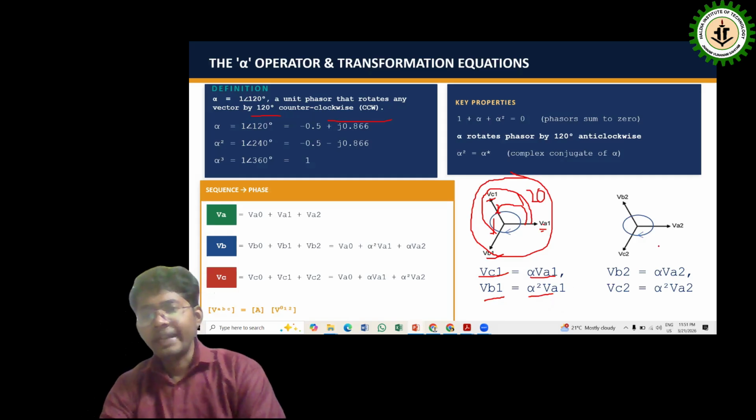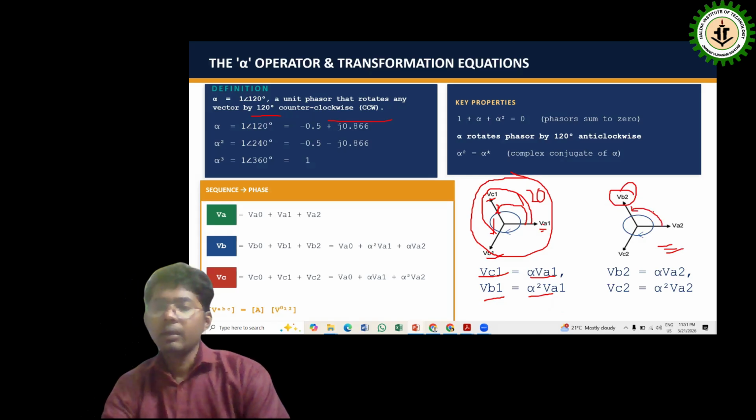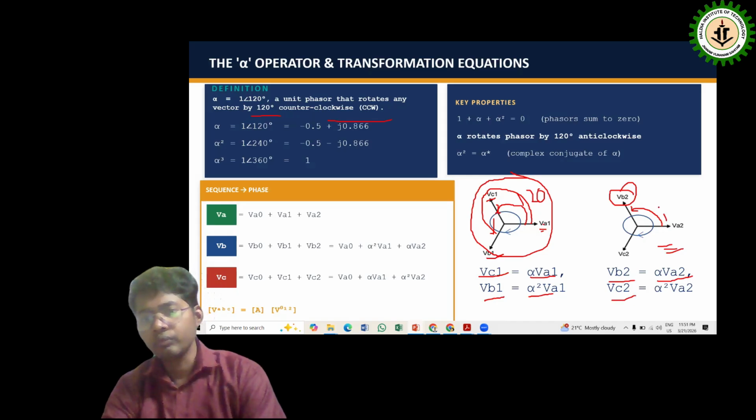Same way for negative phase sequence, how can we write VB2 in terms of VA2? From here to here, the rotation is how much? 120 degree anti-clockwise direction. So VB2 equals alpha VA2. Same way, VC2 equals, we have to move from here to here by 240 degrees, so we write alpha square VA2. Alpha square equals 1 at an angle 240. Alpha equals 1 at an angle 120 degree.